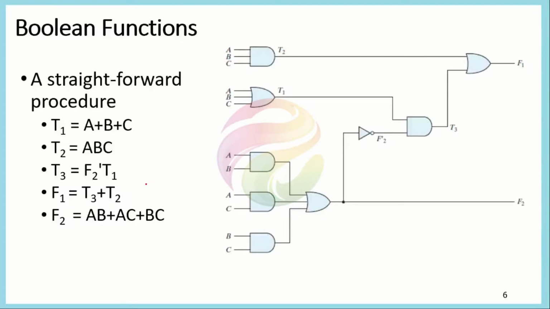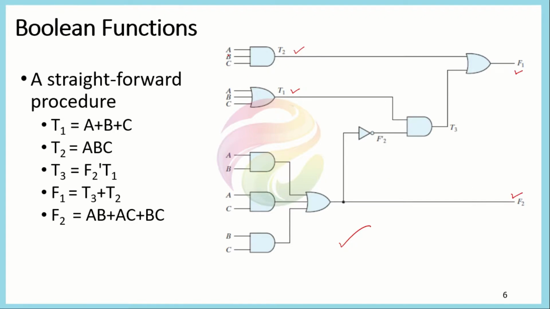Suppose we are given a circuit diagram like this one here, and using the analysis procedure, we have to understand what this circuit is for. So the first thing we do is mark the important points on this circuit and name them using certain naming conventions. Say, first we name this output as T2, this gate output as T1, this output as F1, and this output as F2.